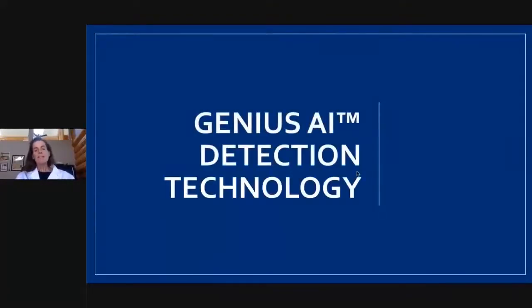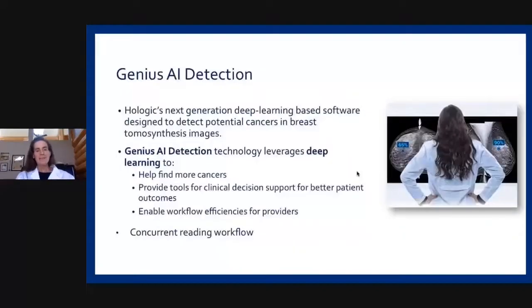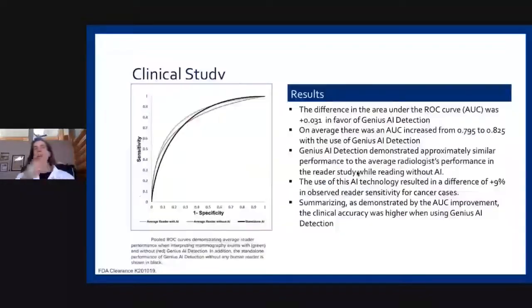And then the Genius AI technology, again, is what I'm very excited to talk to you all about, because it does use deep learning. So we're going to find more cancers, going to allow us to be more efficient. And the difference in this type of artificial intelligence product is that it is a concurrent reading workflow. So the images come up as you're looking at the case, as opposed to traditional CAD, which a lot of us are used to, where you hit a button and you can see it at the end of your case.